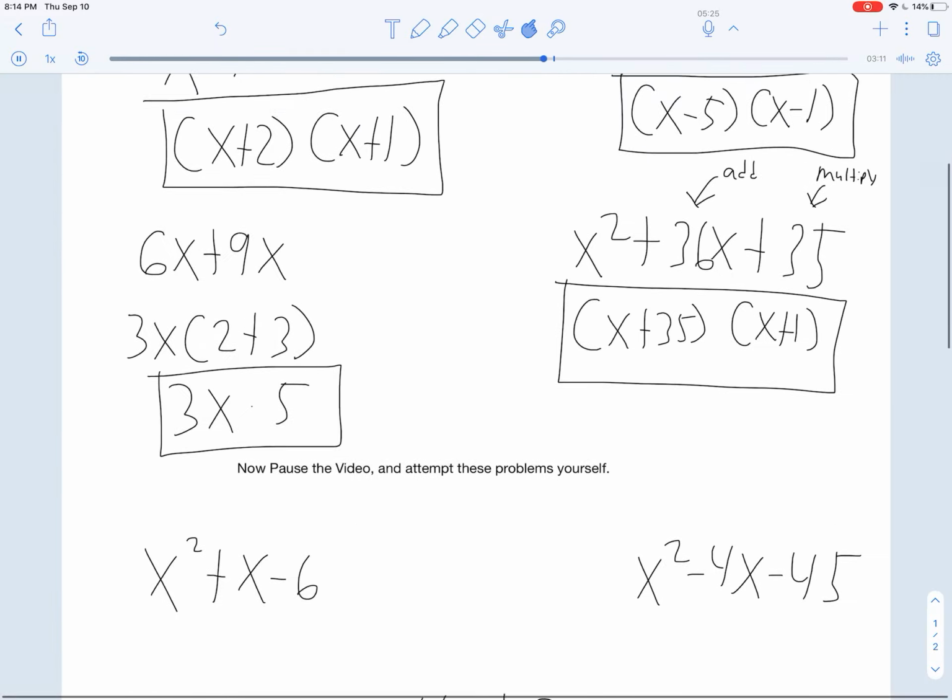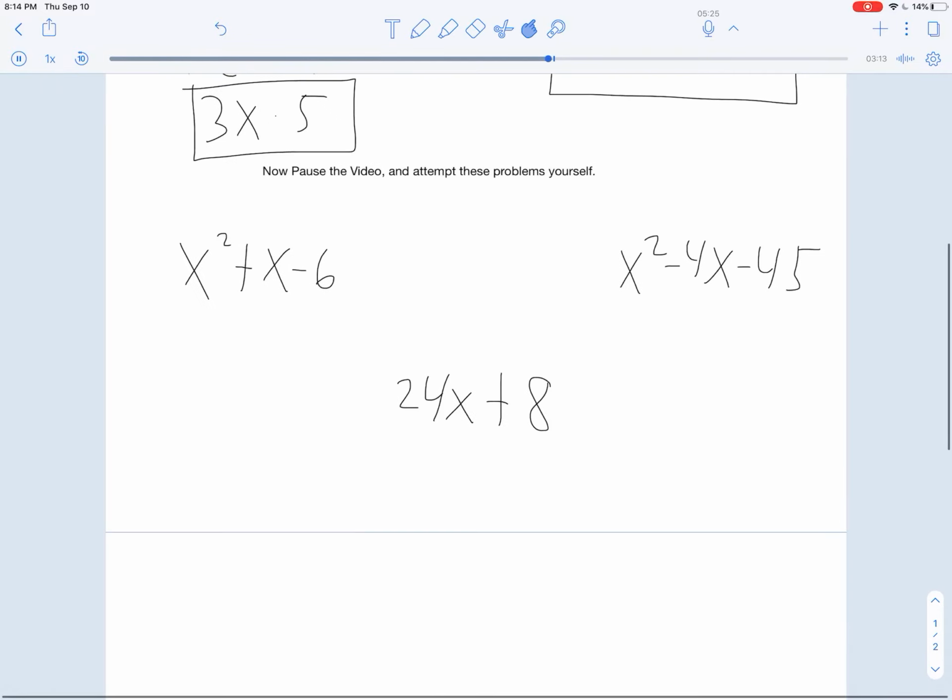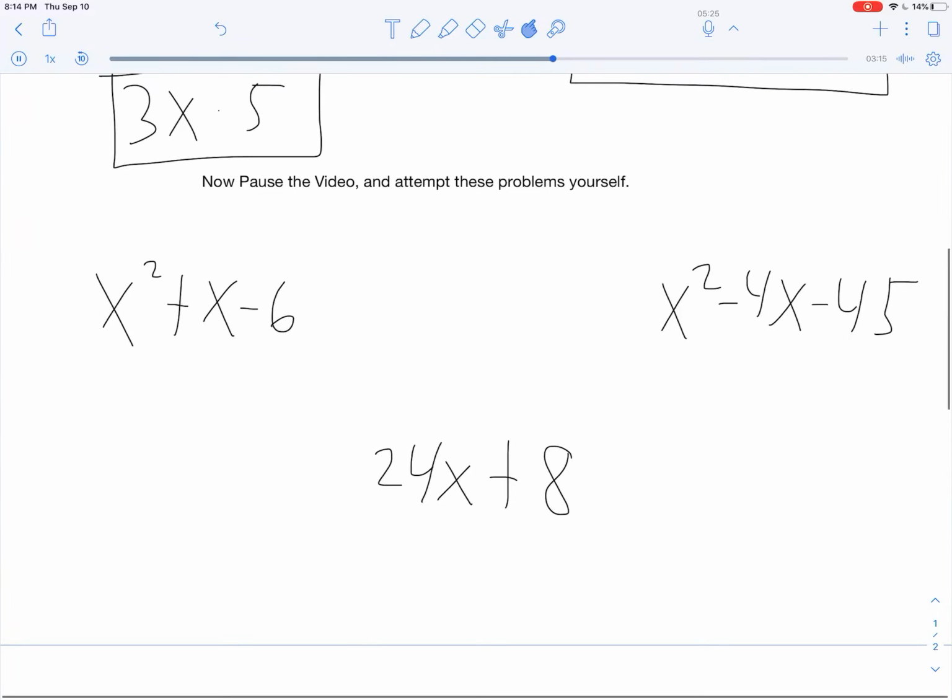Awesome. So now it's just that you pause the video and attempt these 3 problems yourself. All right, hopefully you found success with these problems. I do want to change something real quick. On the 24x plus 8, we're going to take out the x at the end of 8, so then it's just 24x plus 8. We can factor that.